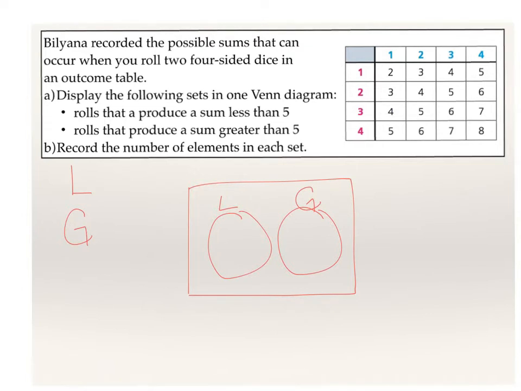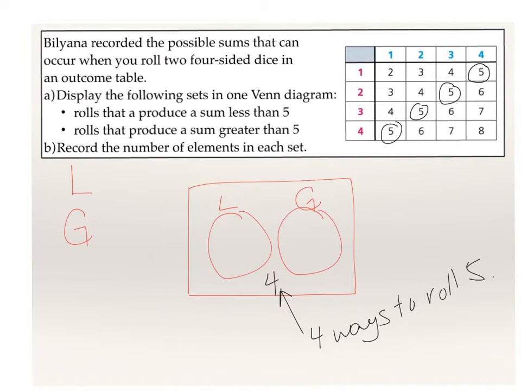If you get 5 exactly, that's a really good question. That would go outside of both of them. There are some rolls that give you exactly 5. How many different ways could I roll exactly 5? 4. So outside of both L and G, I could put 4. That means there's 4 ways to roll exactly 5.